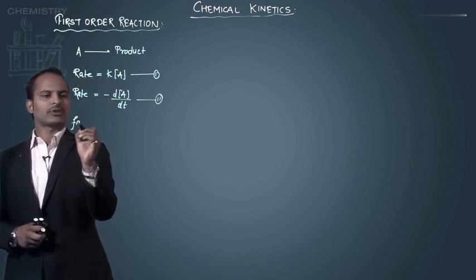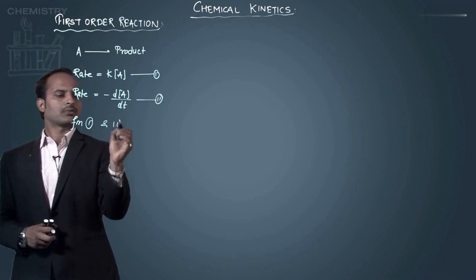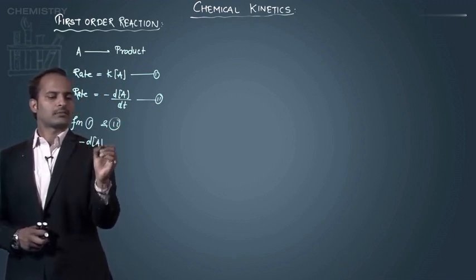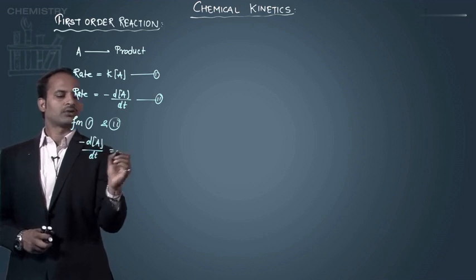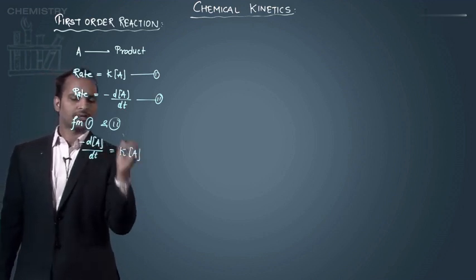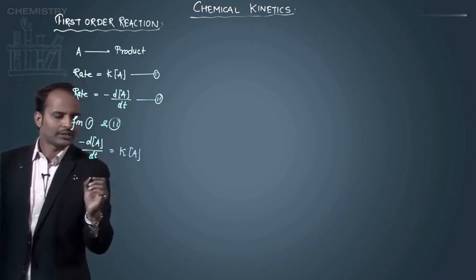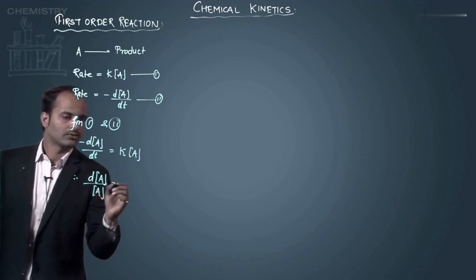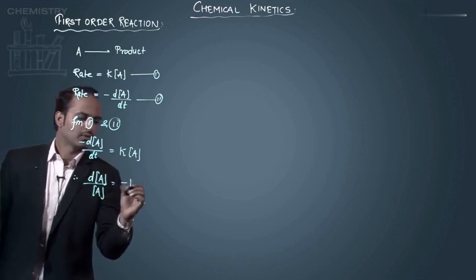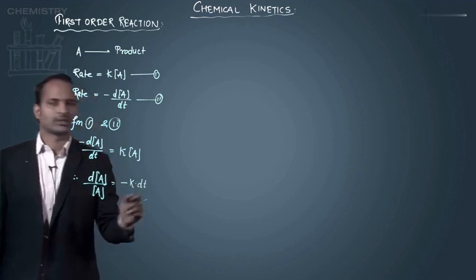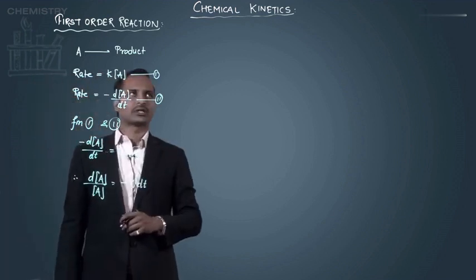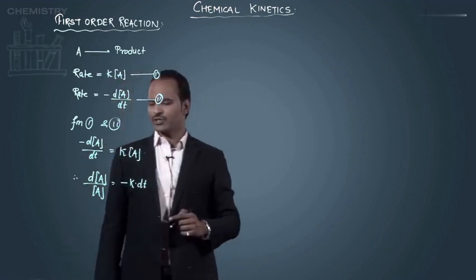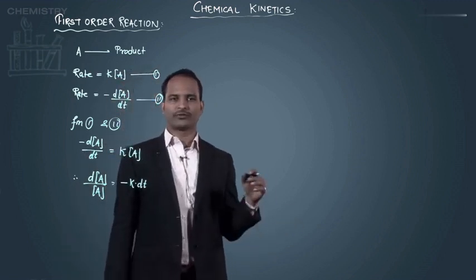So from equation 1 and 2, minus dA by dt is equal to K into molar concentration of A. Let us take A here, so we will get dA upon A is equal to minus K into dt on this side. So we got this. The next step is integration, because these are small changes, that is the differential form, and I want the formula for the full reaction.